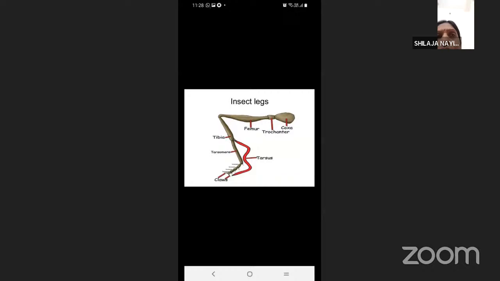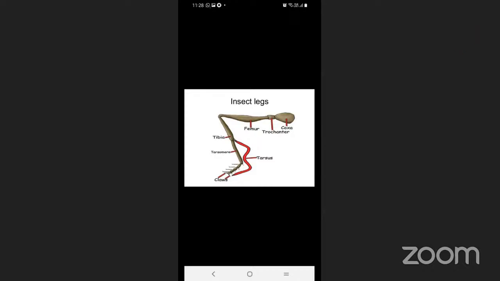Once you make a list, like grasshopper: walking and jumping; cockroach: cursorial; and dung rollers: digging type. When you make a list of insect names and the type of legs they have, it is easy to learn.